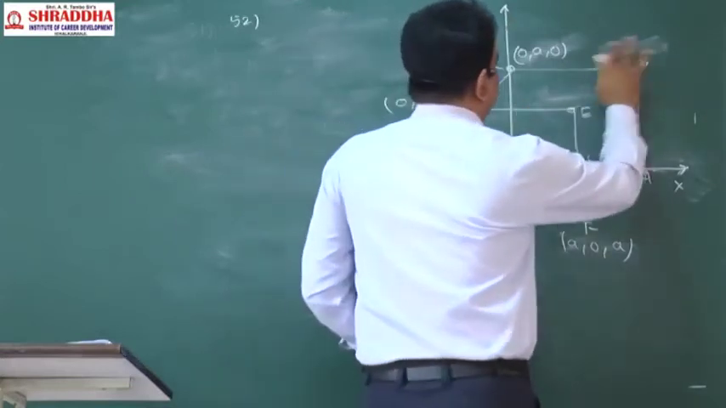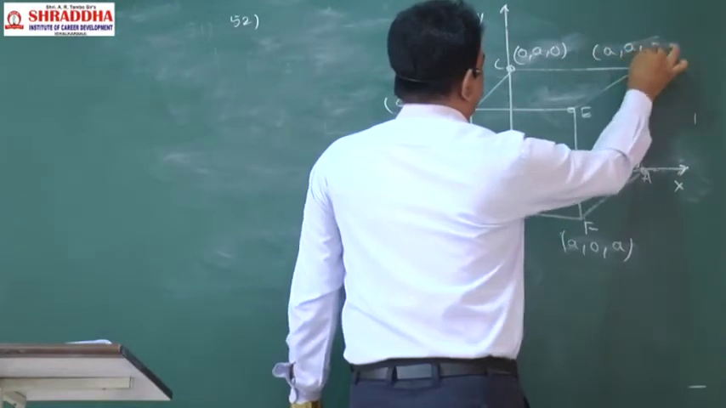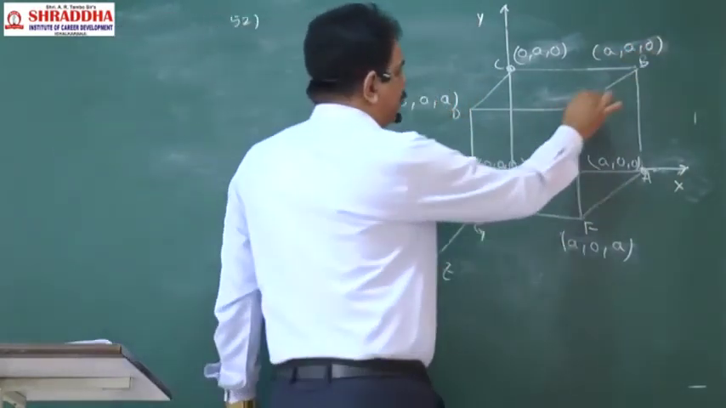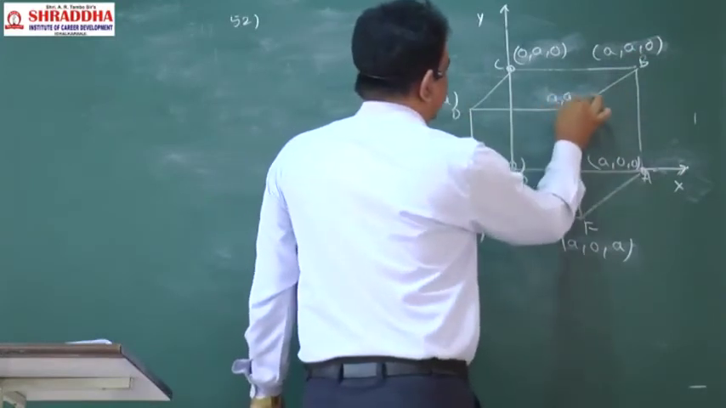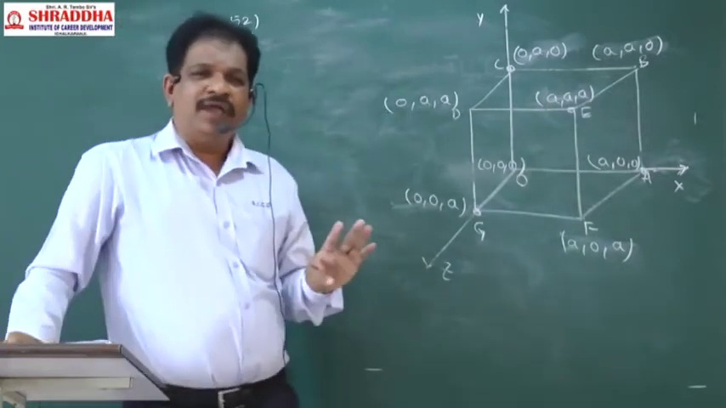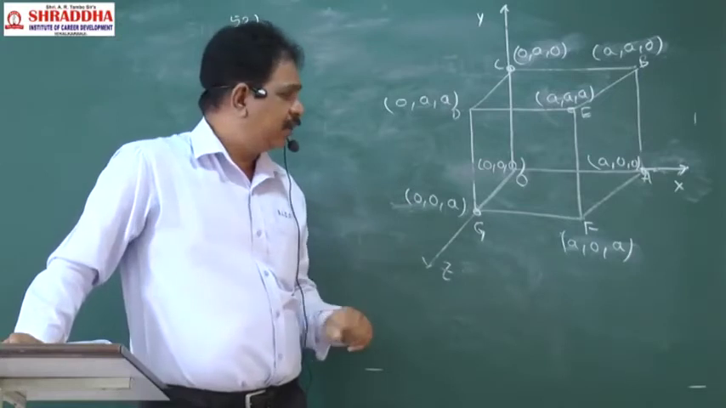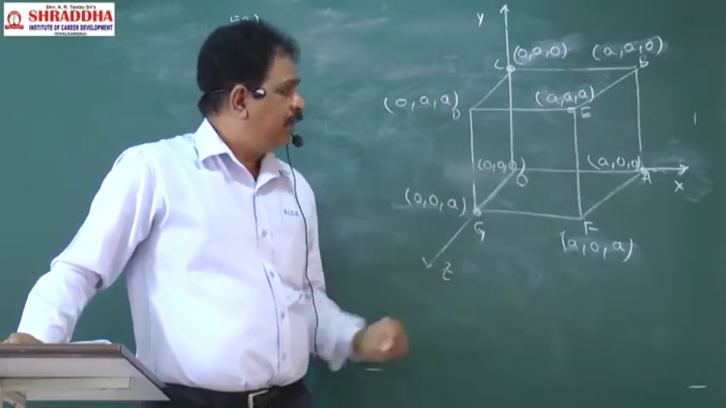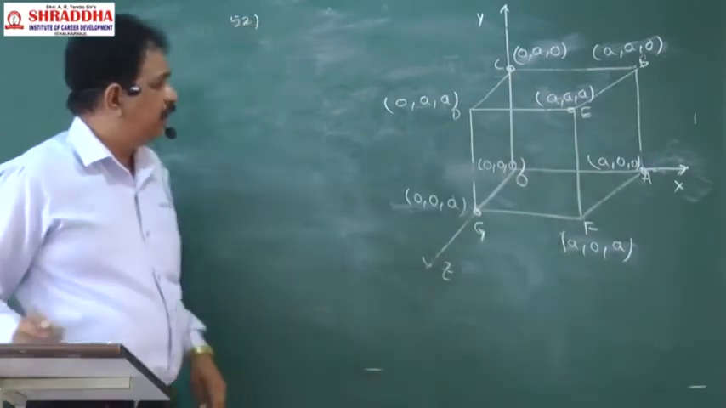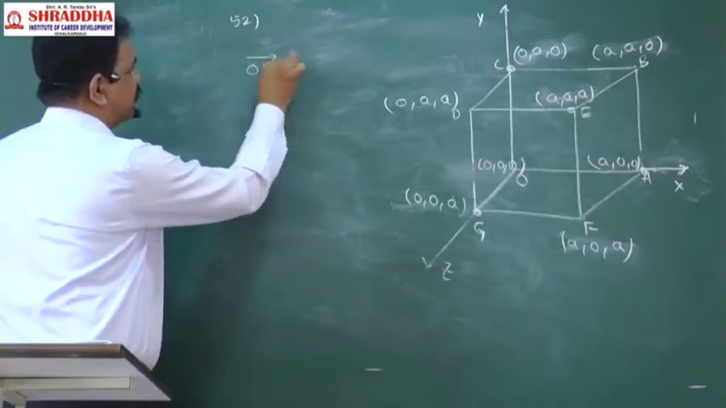This point is in the xy plane. So what we have to write here? xy plane: a, a, 0. Okay. Next, this coordinate will be a. So totally a cube will have 4 diagonals. Take any 2 diagonals. OE will be 1 diagonal, CF will be 1 diagonal. OE value will be how much?